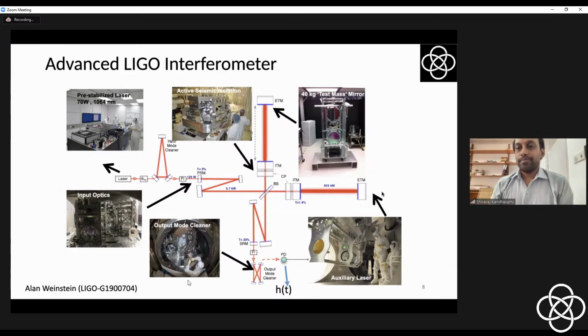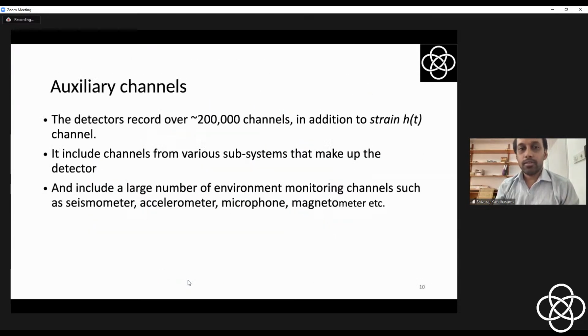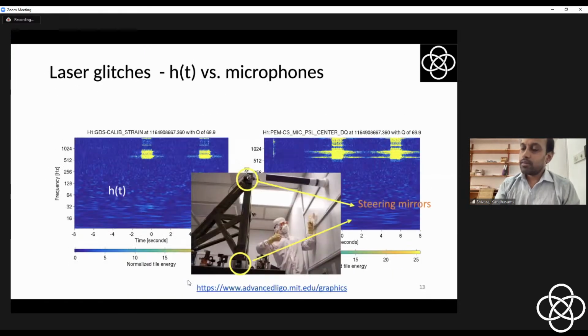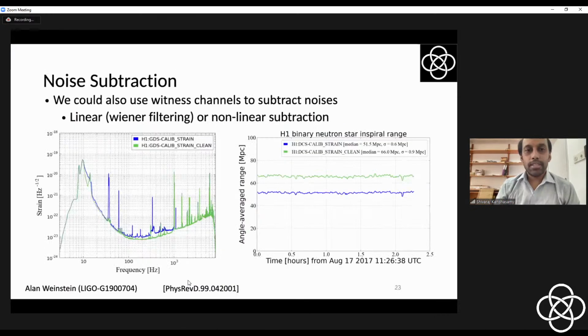Okay, thank you. Okay, if there are no other questions, we can move on. Not much time. Okay. And now the next part of the talk is about the calibration.